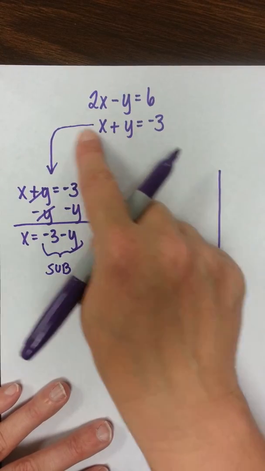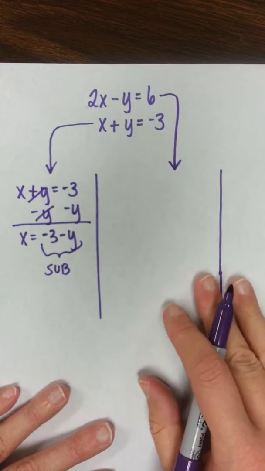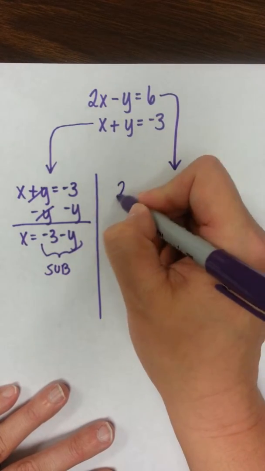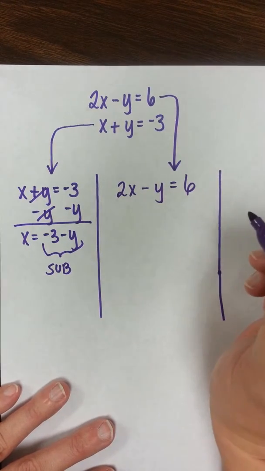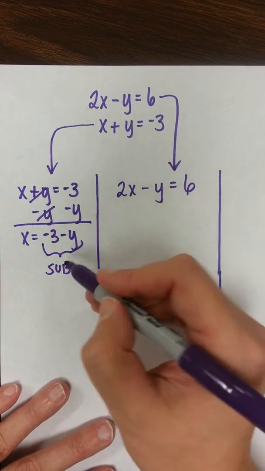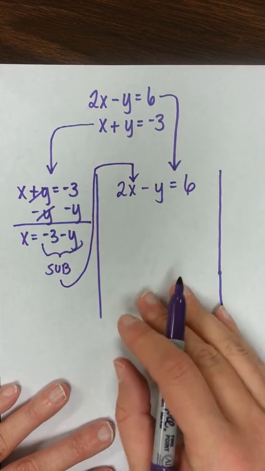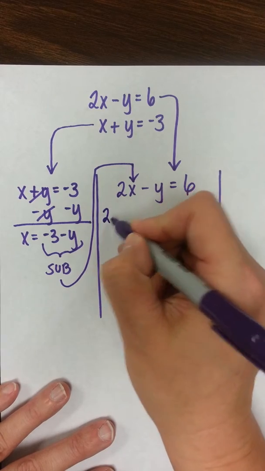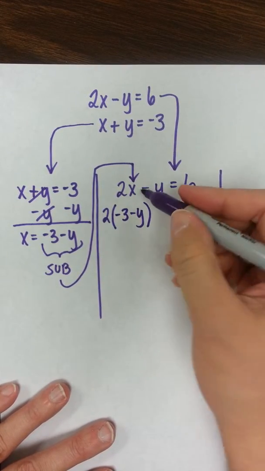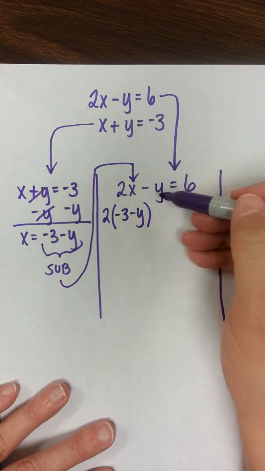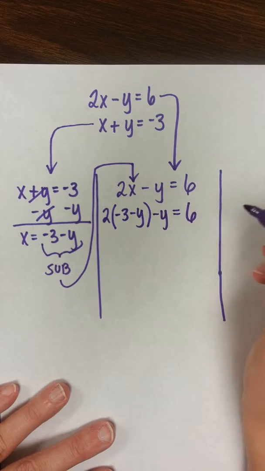Since I used the second equation in the first column, I want to use the first equation in the second column. So 2x minus y equals 6. In place of x, I want to put what x's sub is. So I'm going to substitute this in place of x. I have 2 times negative 3 minus y. Notice I sub that in for the x. Now I have 2 times that minus y equals 6.